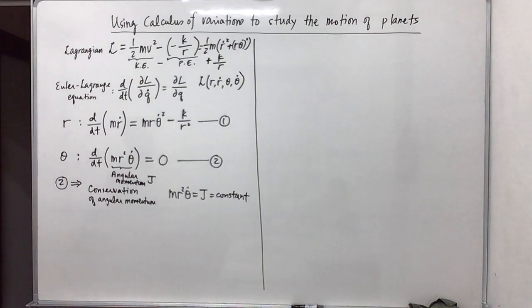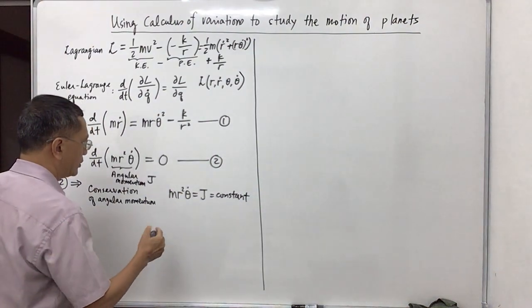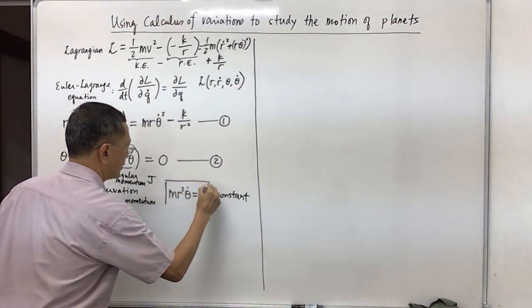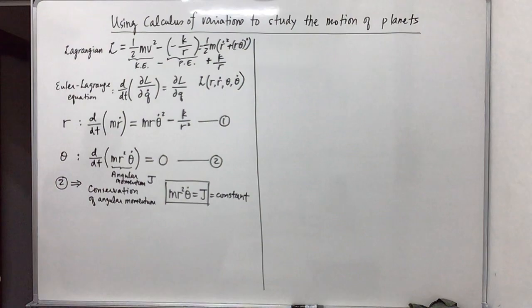So nice, we actually derive an important law in physics, conservation of angular momentum, by working with the Lagrangian and the Euler-Lagrange equation. Okay, so that is equation number 2. We already got one useful law. And by the way, I'm going to make good use of this later. So I'm going to box this up because I'm going to use this very, very often in my later derivations.